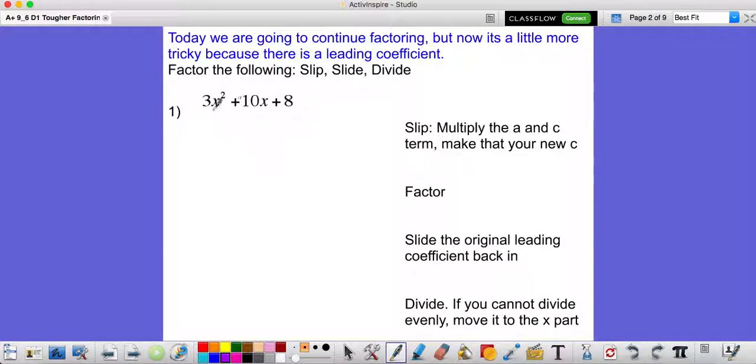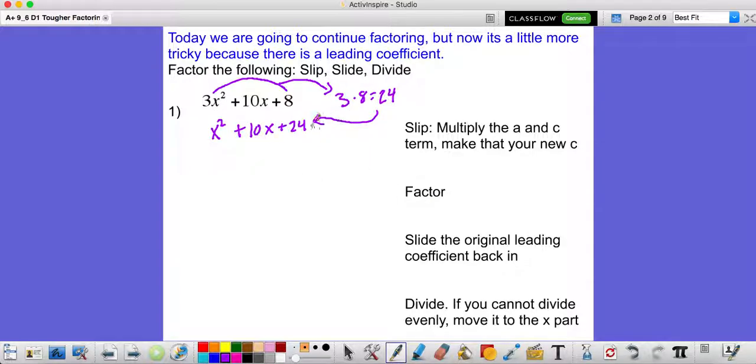So if our expression is 3x squared plus 10x plus 8, first thing we're going to do is make it look like the leading coefficient is 1. So we're going to multiply the a and the c and make that our new c. So what I mean is 3 times 8 is 24. So I'm going to drop the 3 out front. x squared plus 10x plus 3 times 8 is 24. If you need that visual. That's step 1.